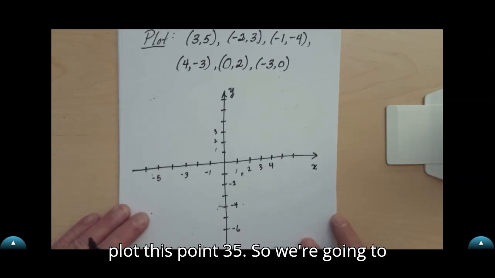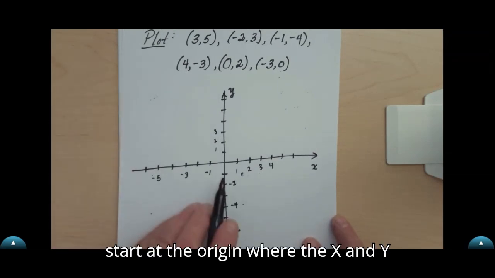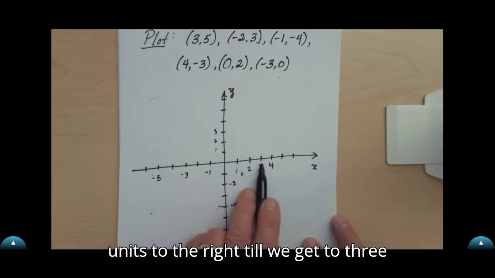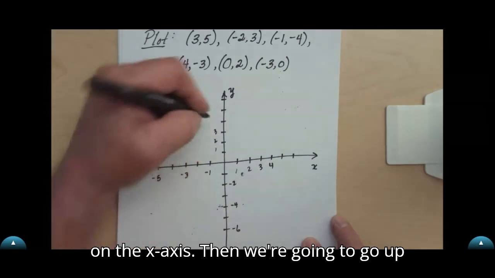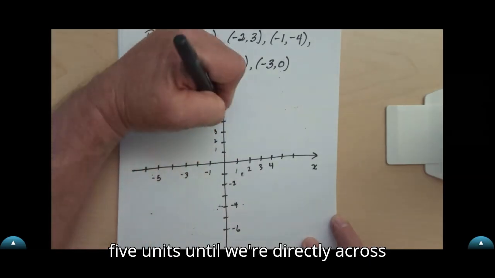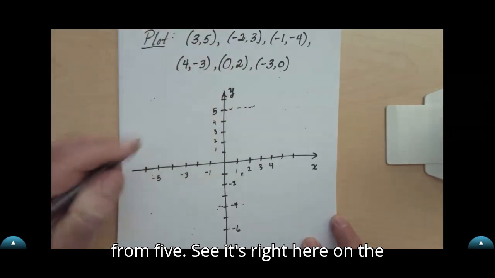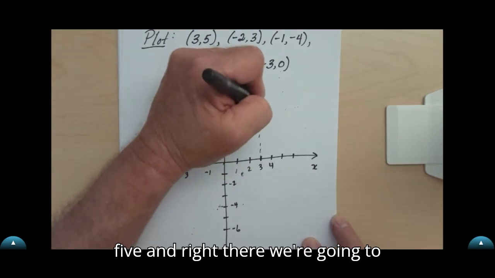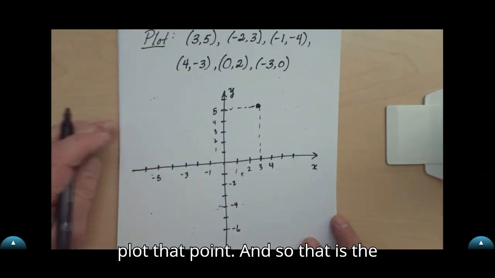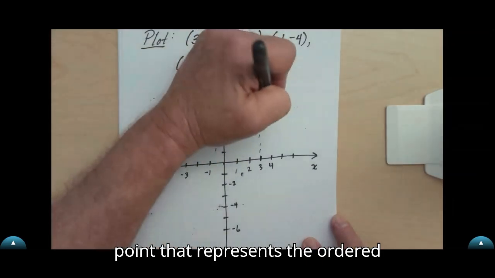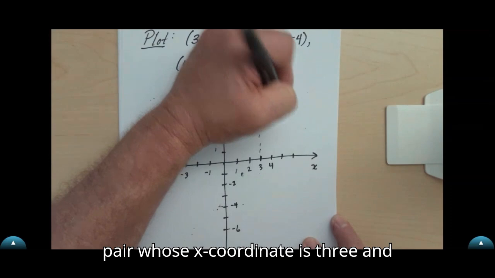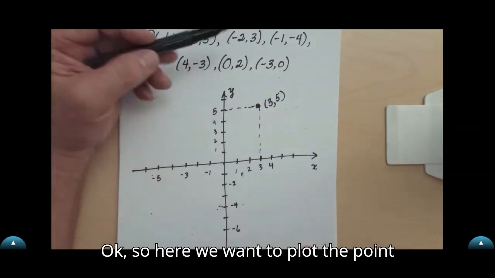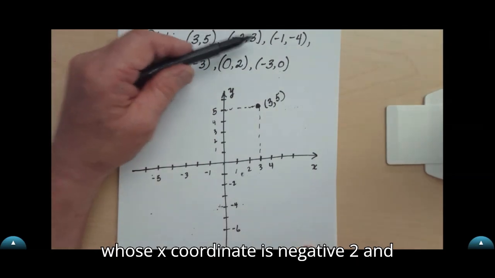Okay, so we're going to plot this point (3, 5). We're going to start at the origin where the X and Y axes meet. We're going to go 3 units to the right till we get to 3 on the X axis. Then we're going to go up 5 units until we're directly across from 5, right here on the y-axis. And right there we plot that point. That is the point that represents the ordered pair whose x coordinate is 3 and y coordinate is 5. Everybody with me?